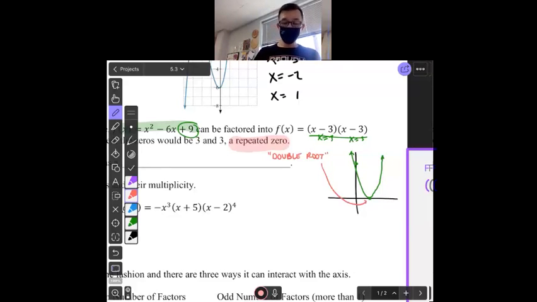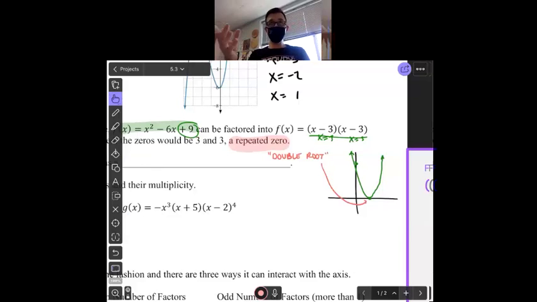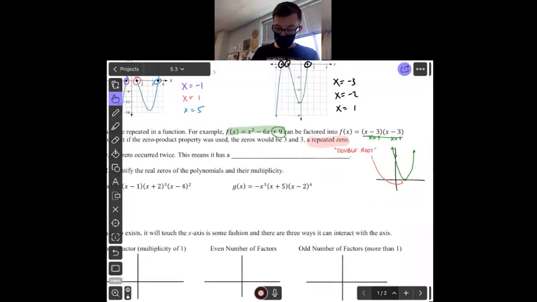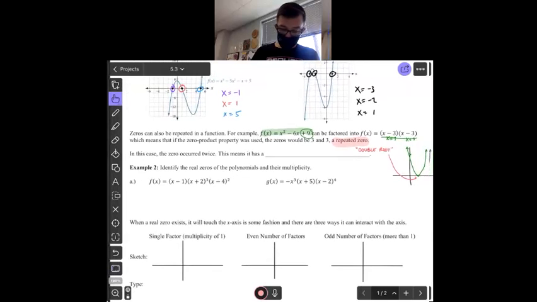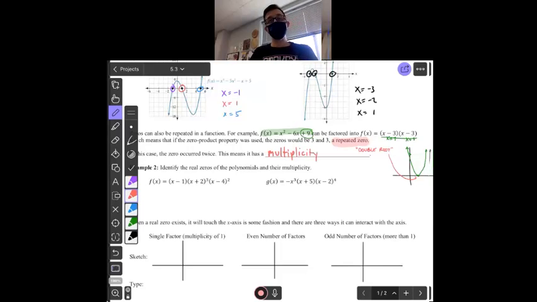Okay, so that same zero can show up multiple times. It doesn't have to be 2 times. It could be 3 times. It could be 4 times. It could be 12 times. With a double root, particularly, we see a bounce, and that's all we would have seen last year. We're going to talk today about more of those, and that term that we use to talk about that, because it is repeated, is multiplicity. So it has a multiplicity, and then specifically has a multiplicity of 2.